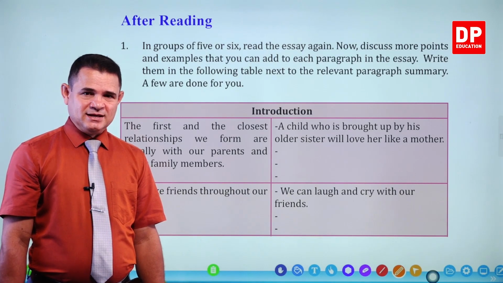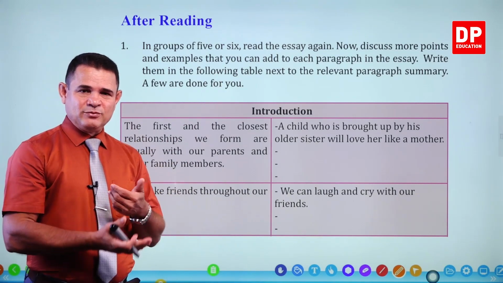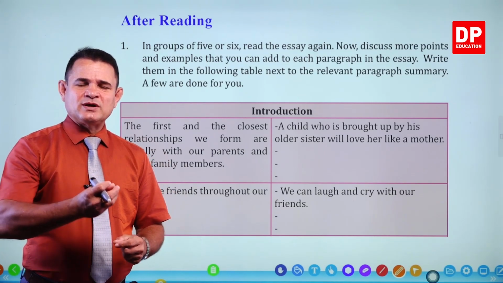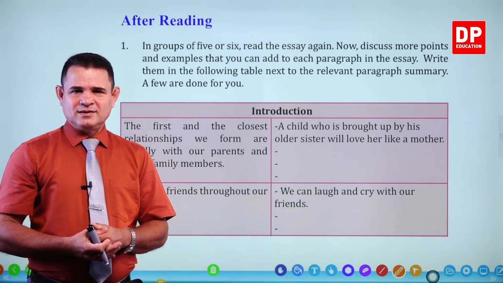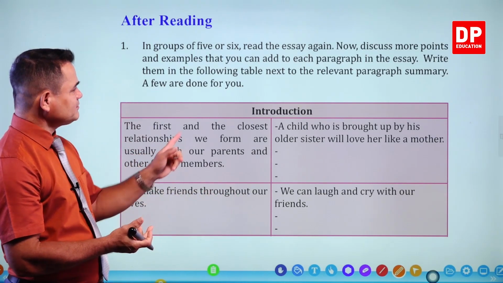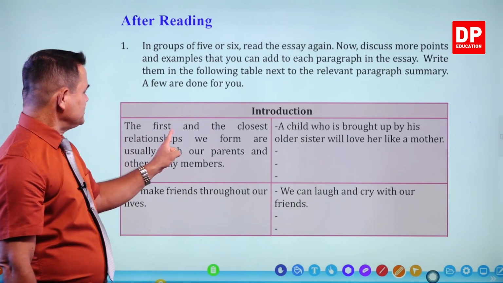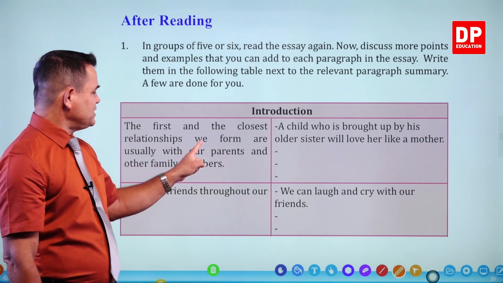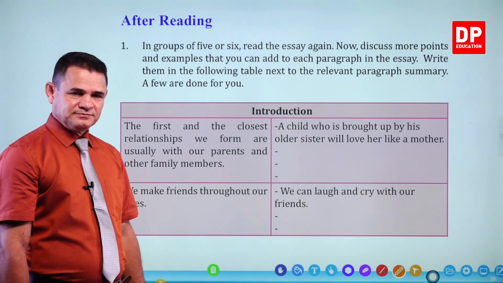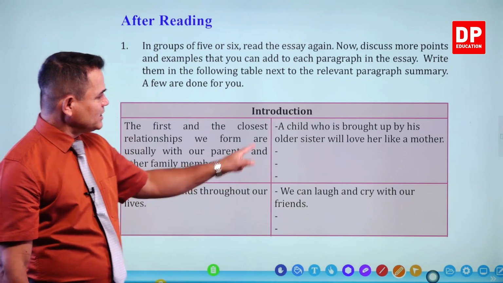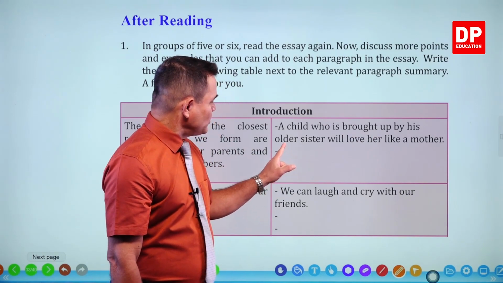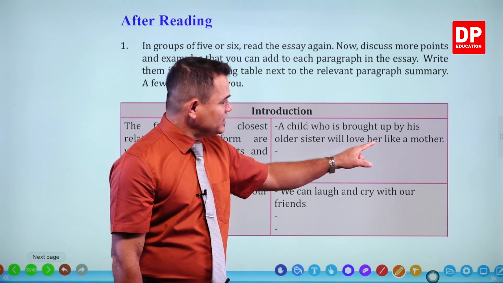Now in the essay that we read, අපි දැන් කියවපු essay එකේ කරුණු ටිකක් ලියවිලා තියෙනවා. ඒකට ඔබට හිතෙනවද තව කරුණු එකතු කරන්න පුළුවන්ද කියලා? ඒ පුළුවන් නම් අන්න ඒ ටික එකතු කරන්න. මේ example එකක් දෙකක් දීලා තිනවා. In the first paragraph, the introduction, the first and the closest relationships we form are usually with our parents and other family members. ඒකට තව එකතු කරන්න පුළුවන් නම් a child who is brought up by his older sister will love her like a mother.